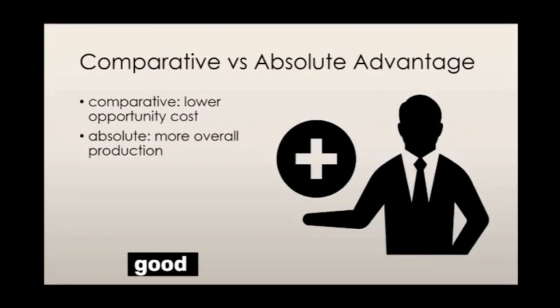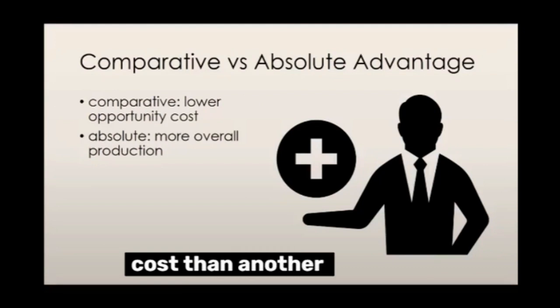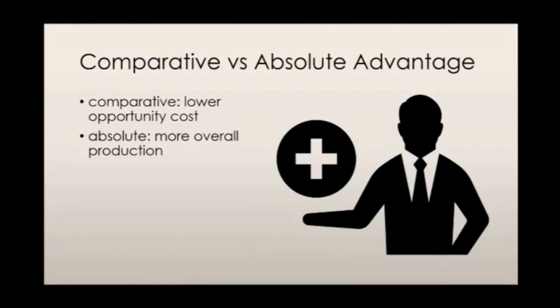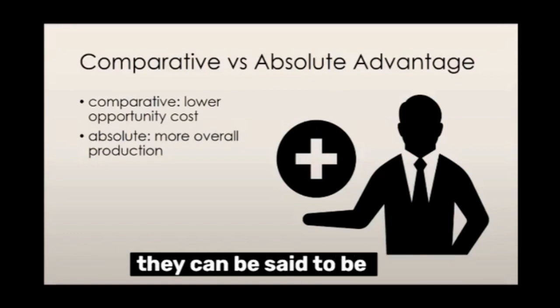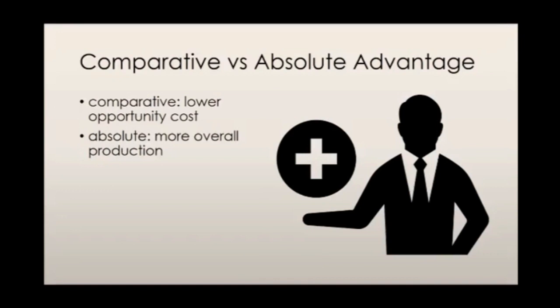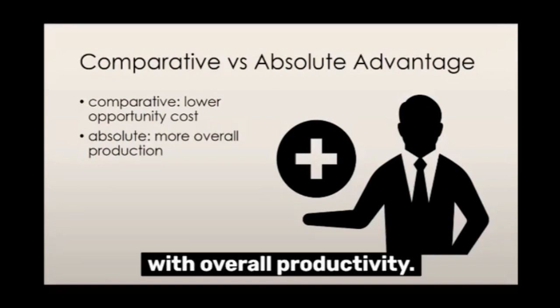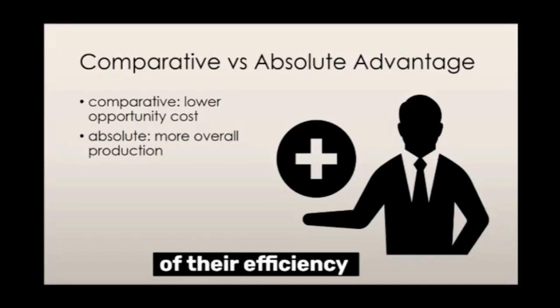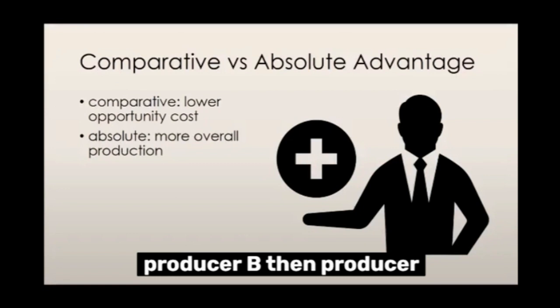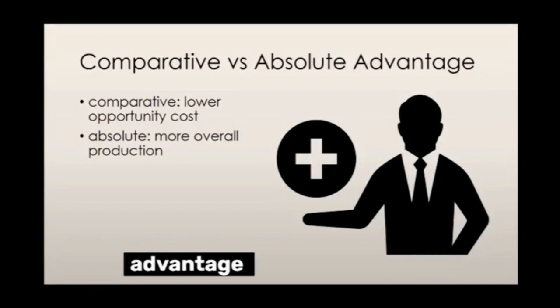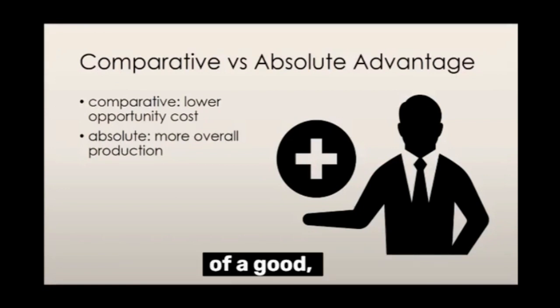Comparative advantage is defined as the ability of one producer to produce a good at a lower opportunity cost than another producer. Oftentimes, this is associated with efficiency. If one producer has a comparative advantage compared to another, they can be said to be more efficient at producing the good. Absolute advantage, on the other hand, deals with overall productivity. If producer A can produce more of a good regardless of their efficiency than producer B, then producer A is said to have the absolute advantage in the production of a good.